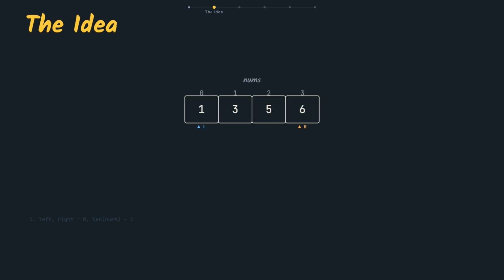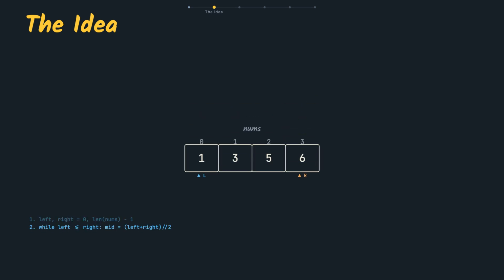Sorted plus log n means binary search. Each step checks the middle and drops half the window. Middle too small, left jumps past it. Too big, right pulls back.